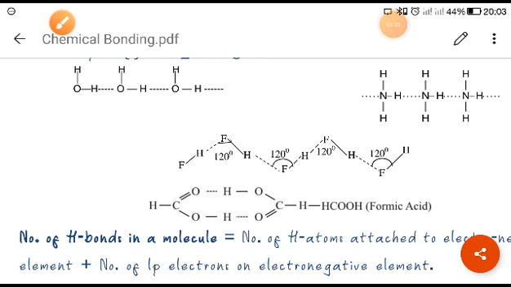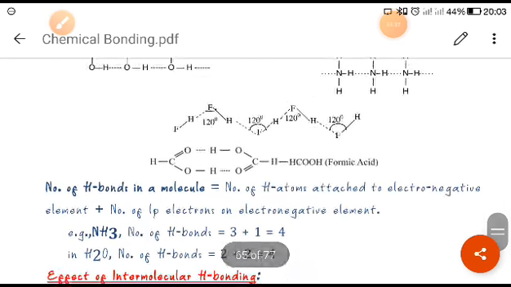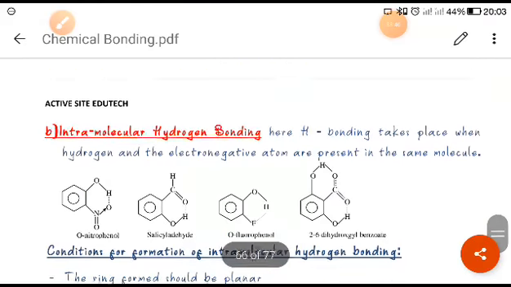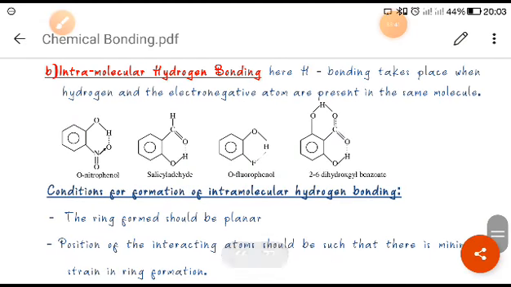Now next one is intramolecular. So what is intramolecular? Intramolecular hydrogen bond is that which takes place between two atoms present in the same molecule, okay. In this type of hydrogen bonding, a planar 5-member or 6-member chelate ring is obtained, okay. You can take the example of this.